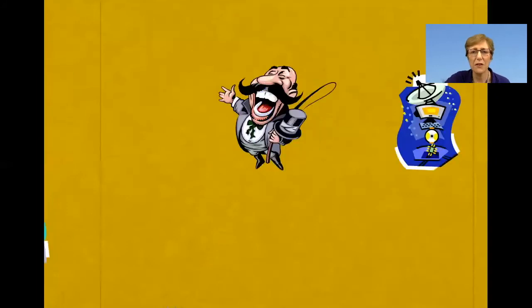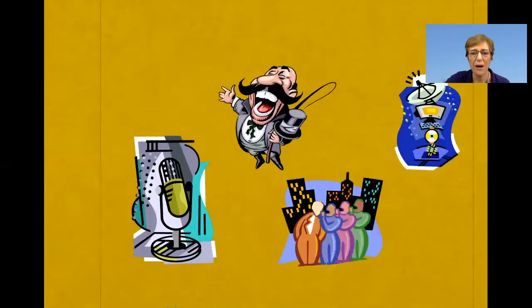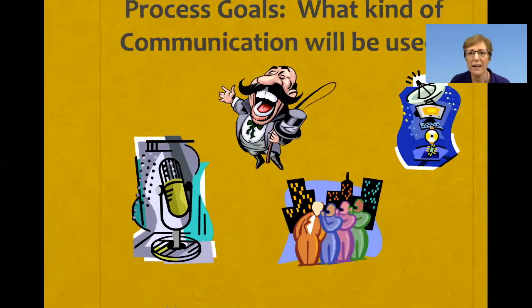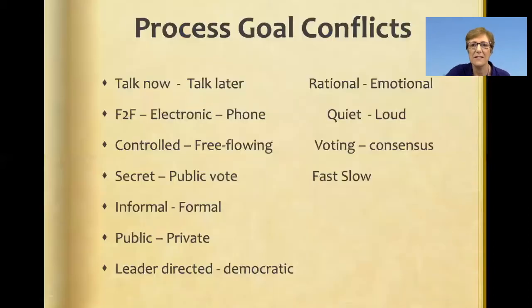The last goal that I'm going to talk about is the process goal. And this is, what kind of communication process do we want to use both to resolve this conflict and maybe in an ongoing way in this relationship that we're in? Some typical kinds of process goals.